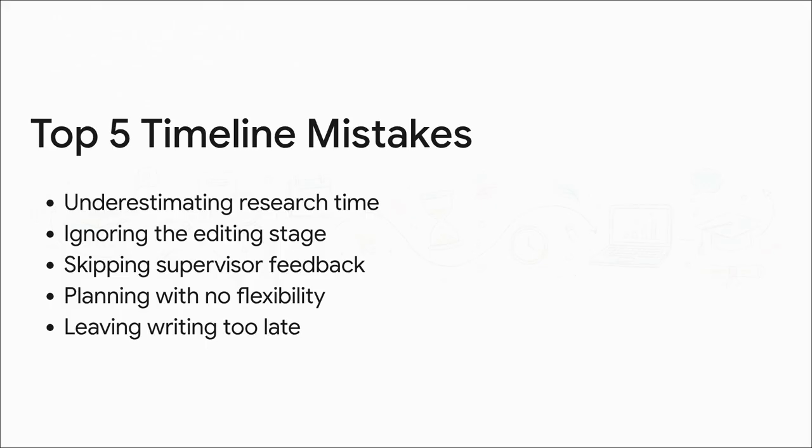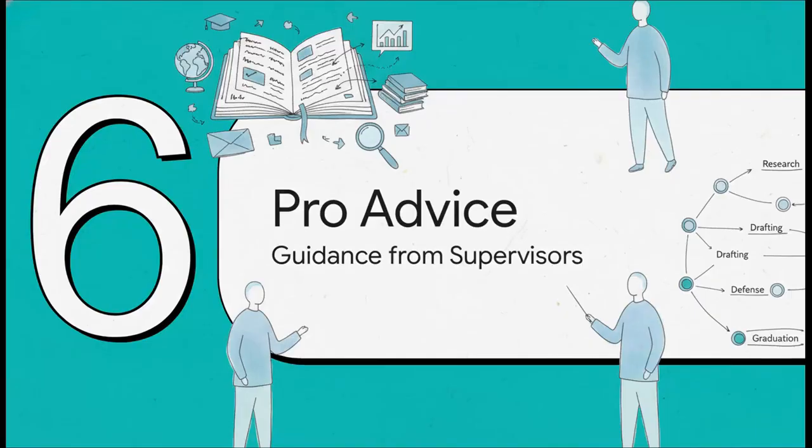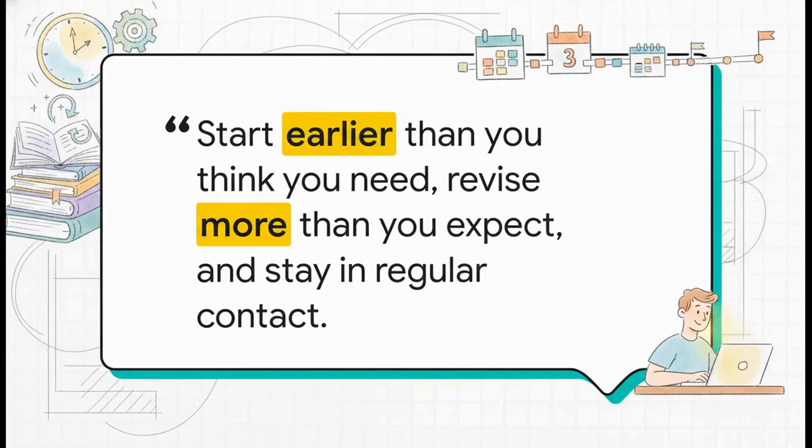quality of your work. So after seeing thousands and thousands of students go through this process, what's the single most important piece of advice from the people who will actually be grading your dissertation? It really just boils down to this. Start earlier than you think, revise more than you expect, and stay in close contact with your supervisor. See, a timeline isn't a restriction. It's the structure that actually gives you the freedom to do your best work. It's all about being able to submit with confidence.